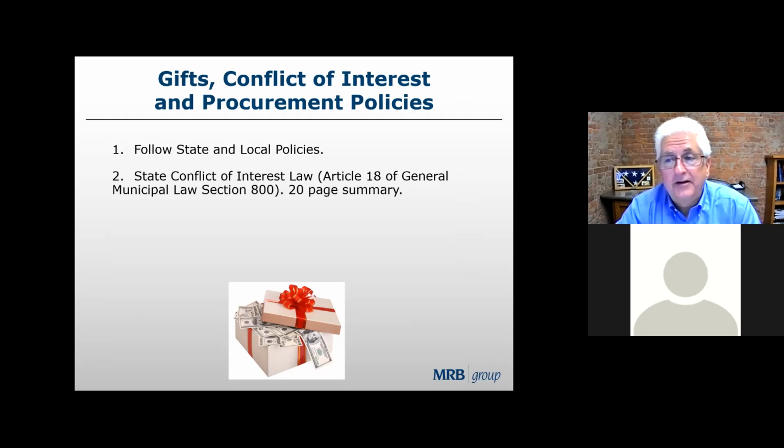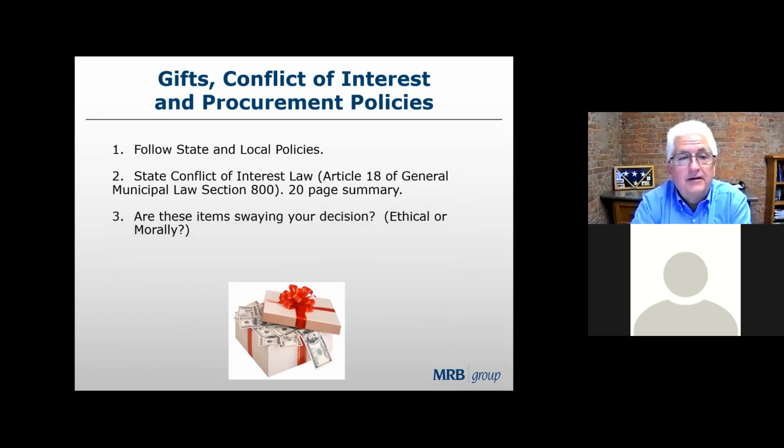I printed it out, I reviewed it, and I think it's best from the standpoint of a conflict of interest to have each individual review that and make sure that you understand that. I guess the key relating to gifts, conflicts of interest, and procurement is, are these items swaying your decision, whether it's ethically or morally?